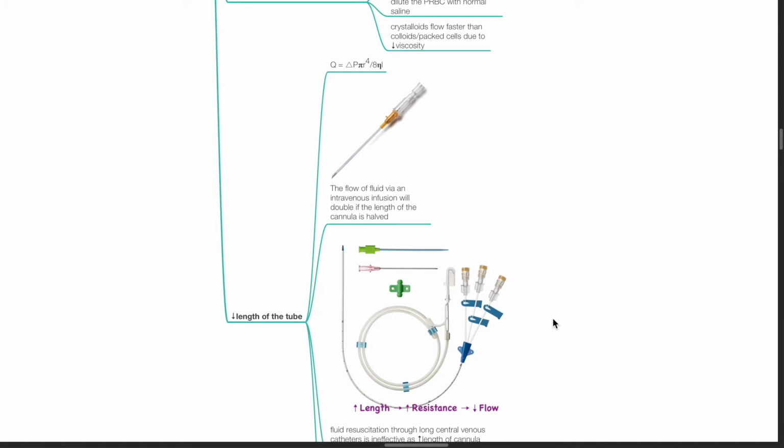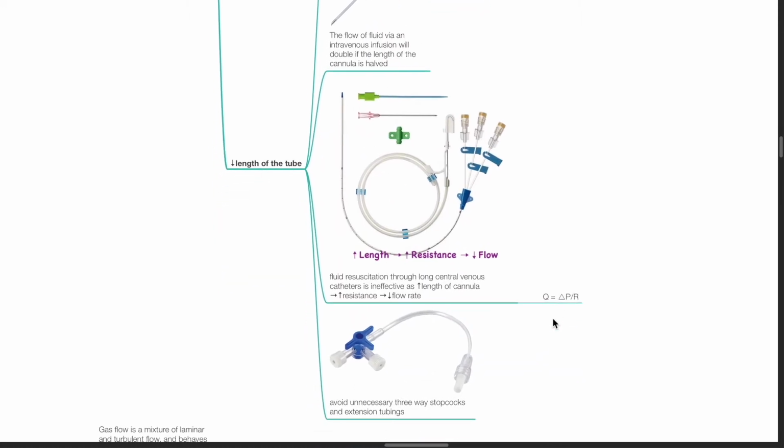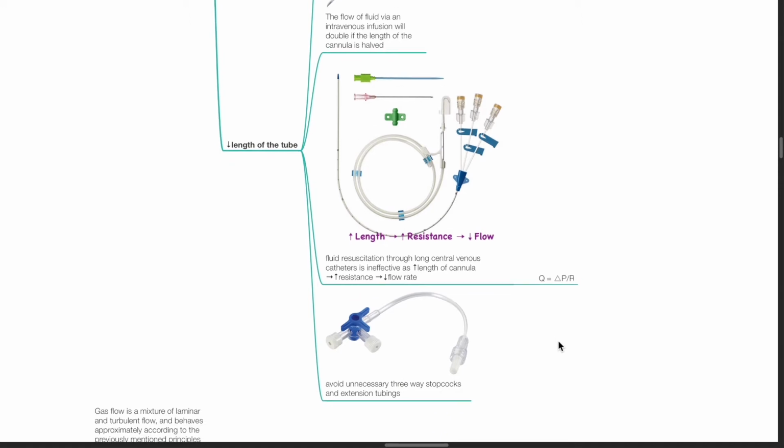Another method is to reduce the length of the tube to increase flow rate. The flow of fluid will double if the length of the cannula is halved. Fluid resuscitation through long central venous catheters is ineffective as increased length of the cannula increases resistance and this reduces flow rate. Avoid unnecessary three-way stopcocks and extension tubings.